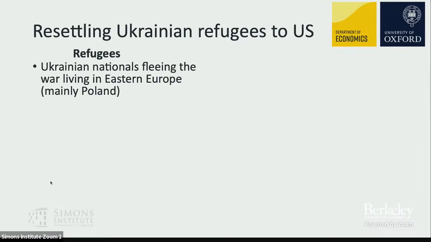We've got our refugees there. They're Ukrainian nationals. They're typically at the moment somewhere in Eastern Europe, typically in Poland. So they have fled. The family composition is very different. Ukrainian men are not allowed to leave the country. So it's typically women and children.